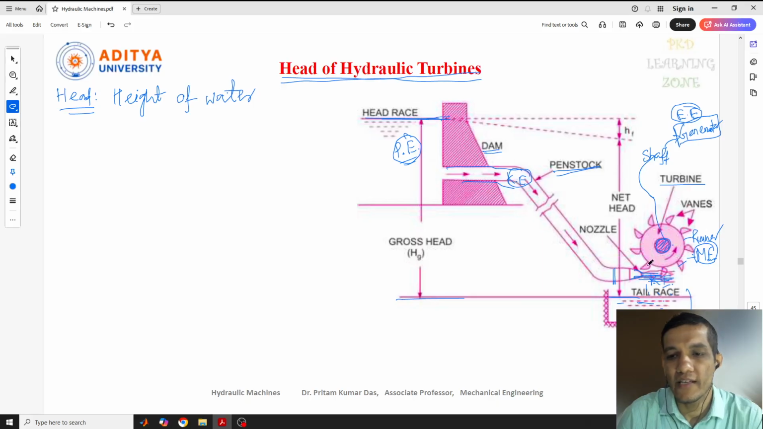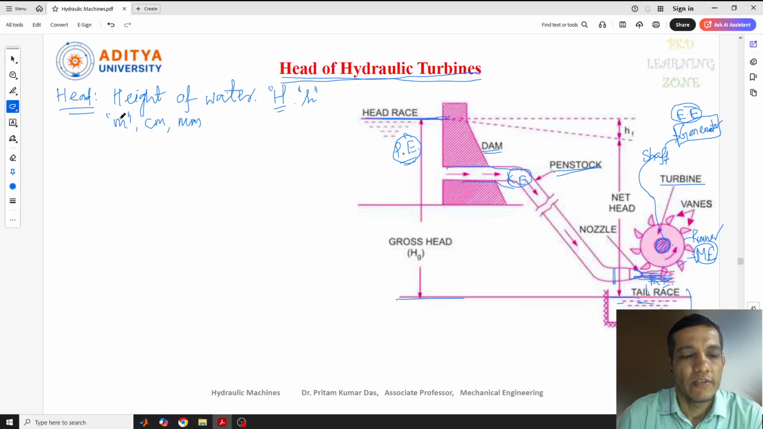From this inlet, at what level or height the water is present, that is called head. It is denoted sometimes by capital H, and somewhere it is written as small h. As I told you, this is a height, so the unit will be the meter. Meter can be taken, or somewhere it will be given in centimeter and millimeter also. So these are all accepted.